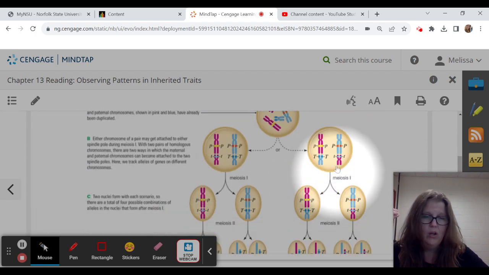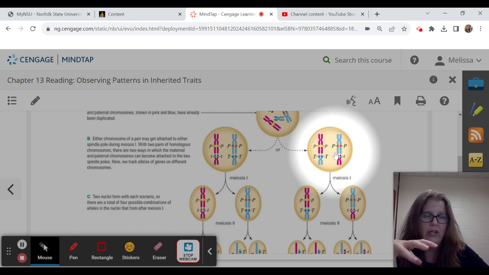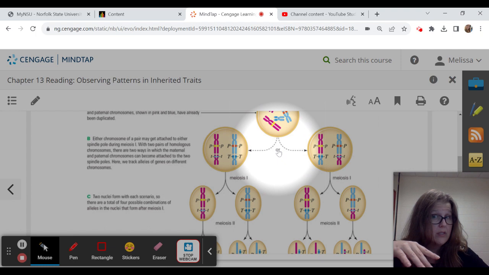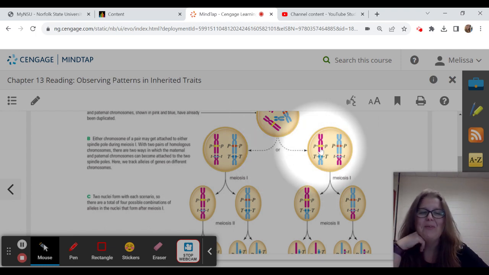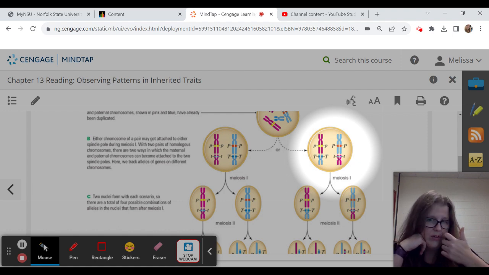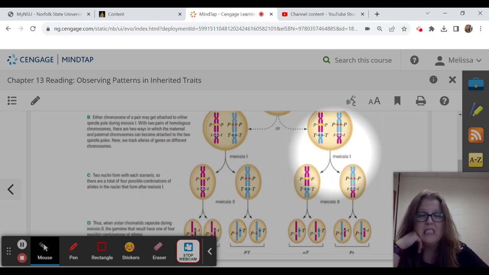However, we can look at the opposite. We can look at, it can happen this way or it could happen this way. I don't know if you notice this little or right there. So it could happen this way, but maybe the next time gametes are made, they get separated a little differently. So because the trait for P and the trait for T are not linked, they're not on the same chromosome, they can get separated differently each time.